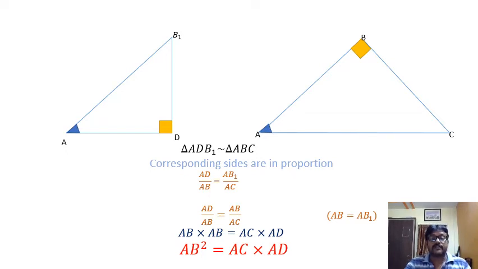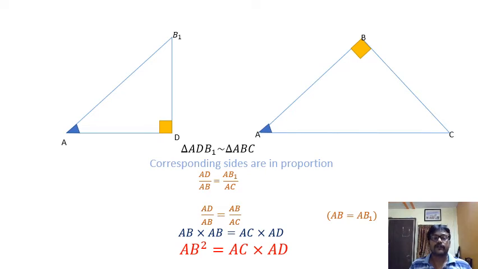AD by AB is equal to AB1 by AC, the hypotenuses. Anyway, AB1, I told you earlier, is equal to AB. Both lengths are the same sides. So in place of AB1, I took AB. So AD by AB is equal to AB by AC. On cross multiplying, we get AB into AB is equal to AC into AD. And further, AB square is equal to AC into AD.